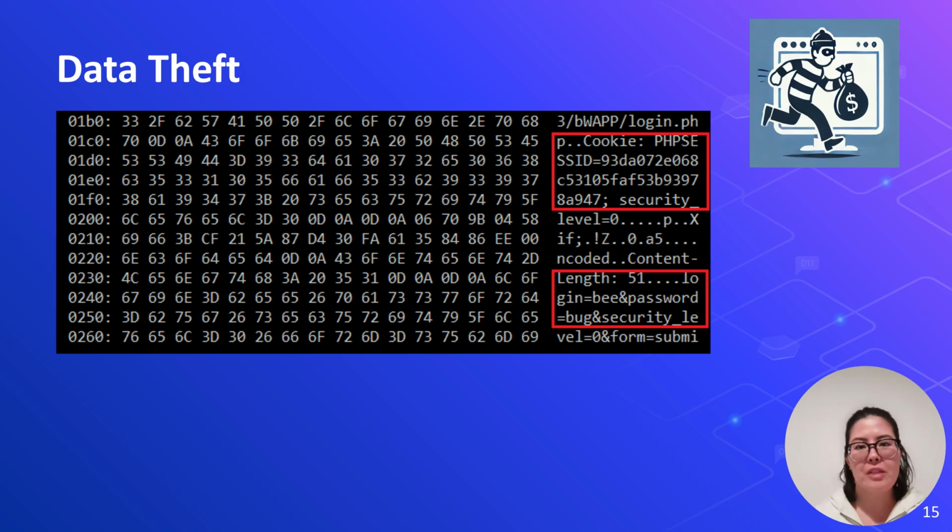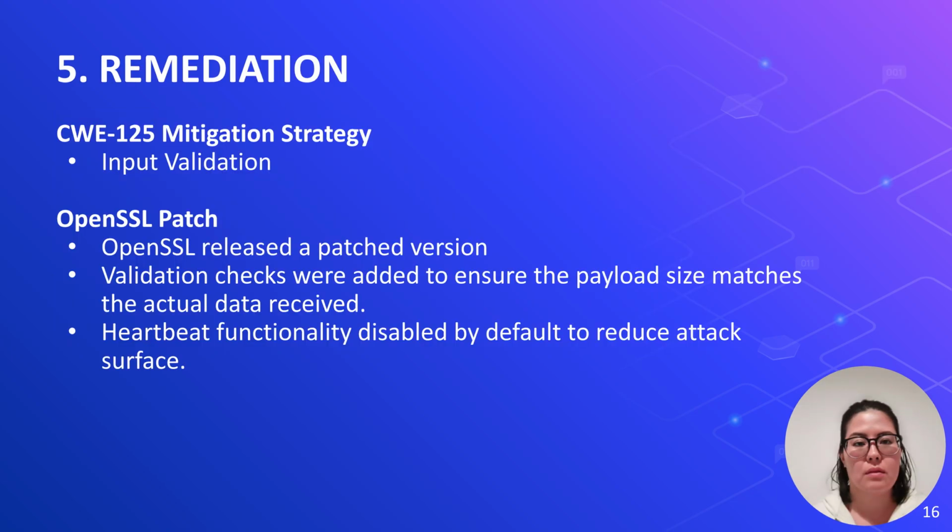By scrolling through the extracted output, I was able to find several key pieces of information, including a PHP session ID and the username and password for the admin account I used to log into the web server, both exposed in plain text. The recommended mitigation for an out-of-bounds read, as outlined by Common Weakness Enumeration CVE-2014-0160, is input validation.